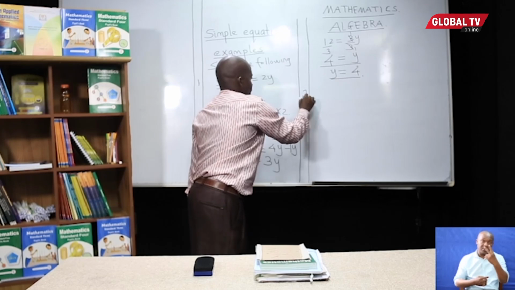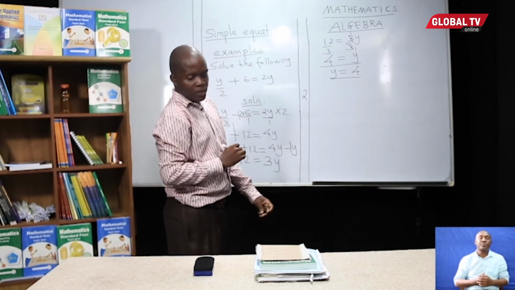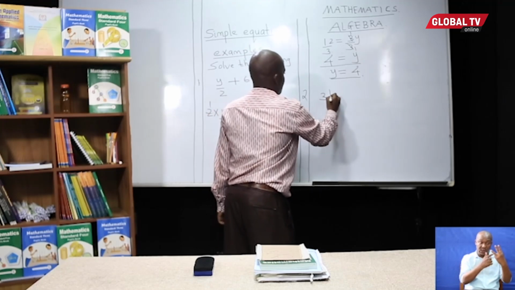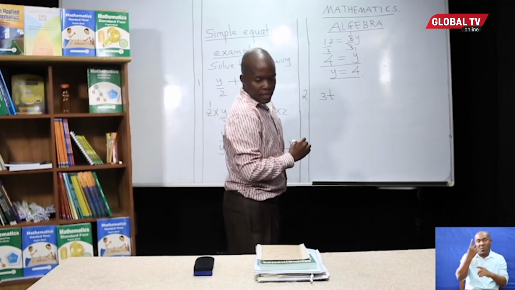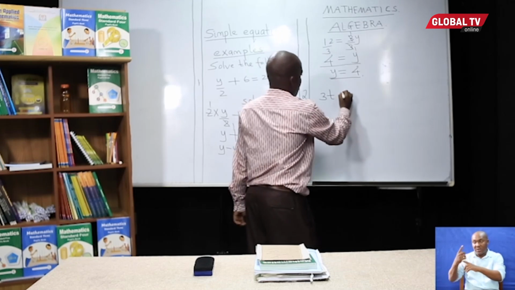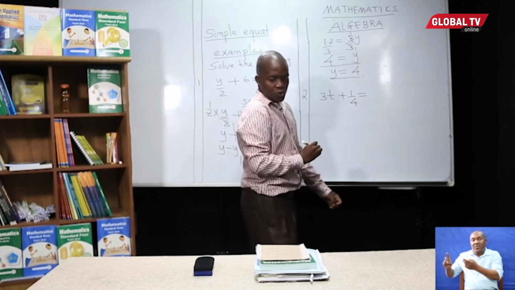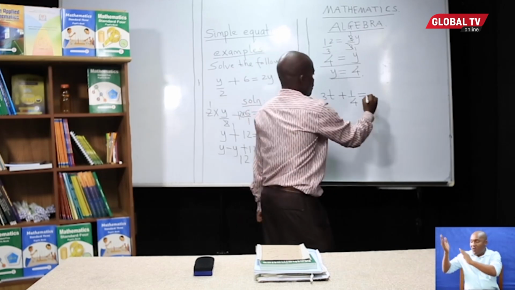Now let's check example number 2. Example number 2 is 3t plus 1 over 4. The answer is equal to 25 over 4.